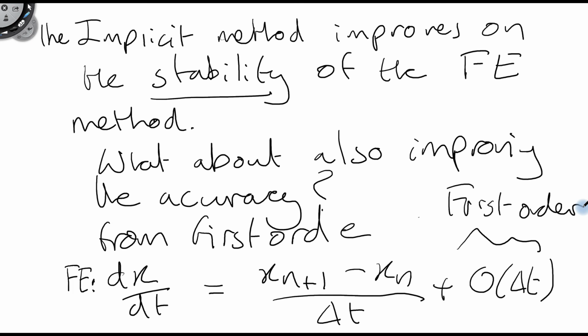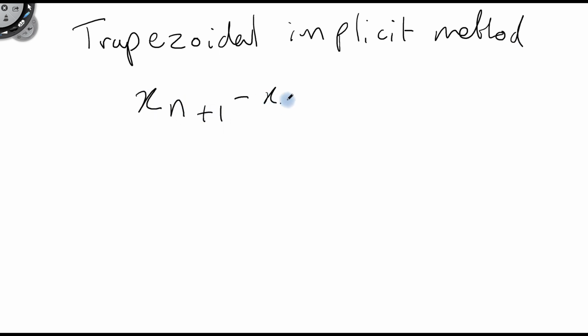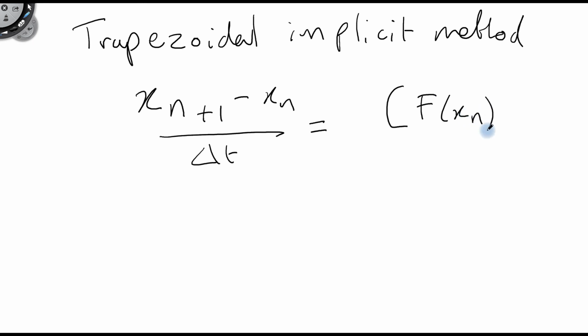Well, I'm just going to state one. This theme will come up again and again with other methods, but there's one common method out there. There's this so-called trapezoidal implicit method. I'm just going to write it down, because we're going to come back to it. And that is, we have the same left-hand side, but instead of just having f of x_n, we do an average, essentially, like finding the area of a trapezium, hence the trapezoidal nomenclature.